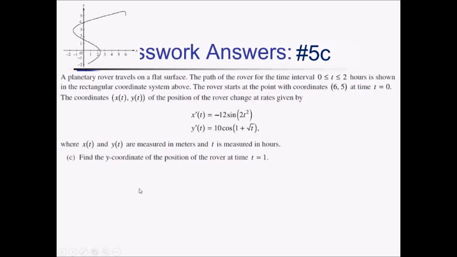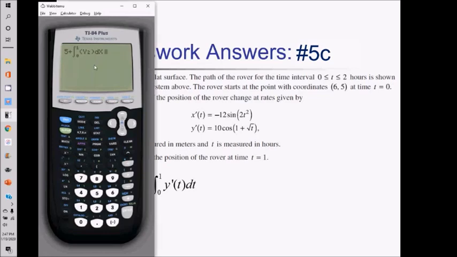On this part of the problem, they want the y-coordinate of position for the rover at time 1. So I need to use my fundamental theorem on this y prime here. I have an initial y value of 5 at time 0. So I can say y of 1 is going to equal 5. That was y of 0, 5. Plus the integral from 0 to 1 of y prime. So this is going to add up all the little changes and give me 5 plus the total change in y. And now we use the calculator.